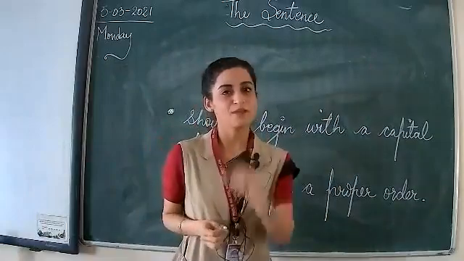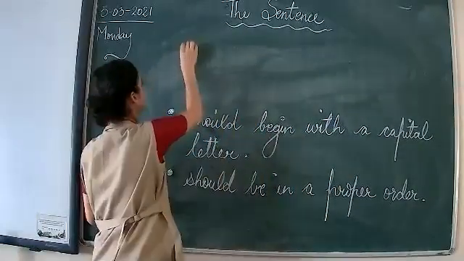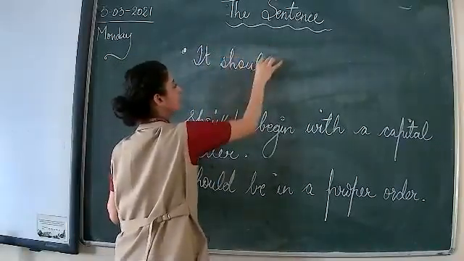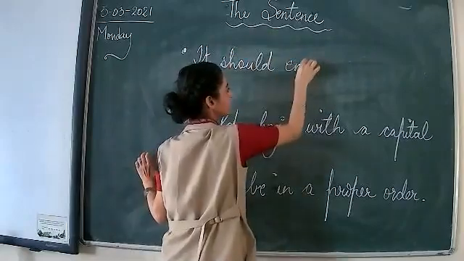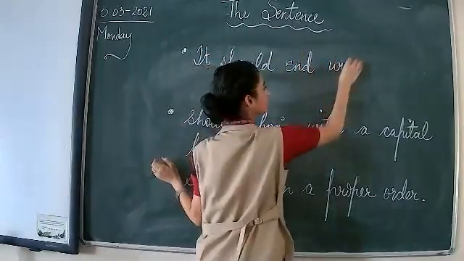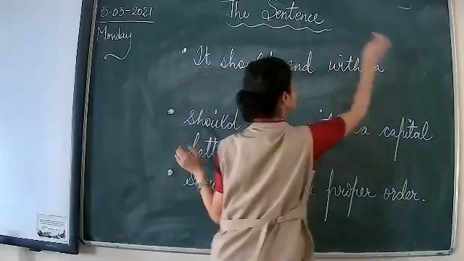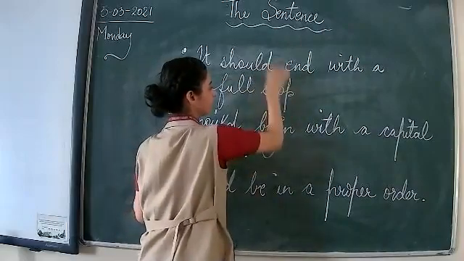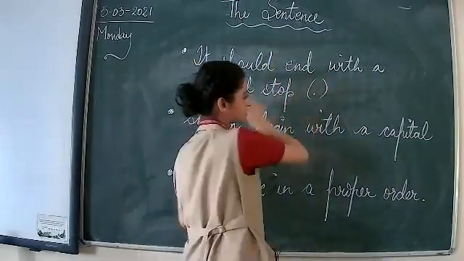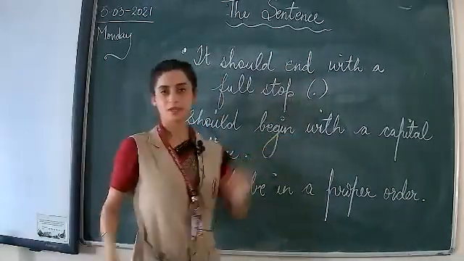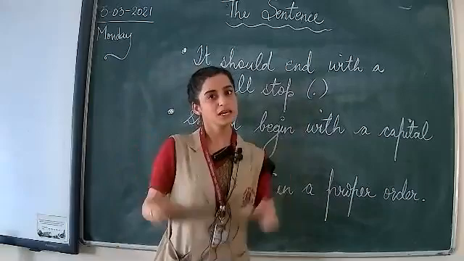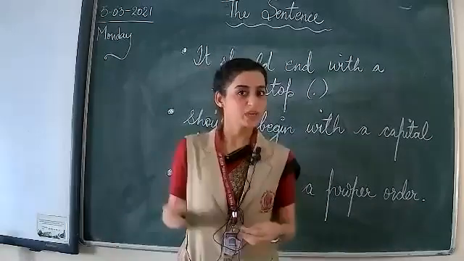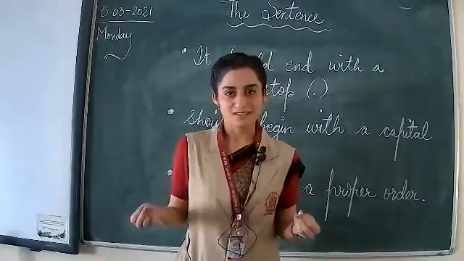And we have one more point. And what is that? It should end with a full stop. That is this. Right? So if all these 4 points are followed, we get a proper sentence, right?